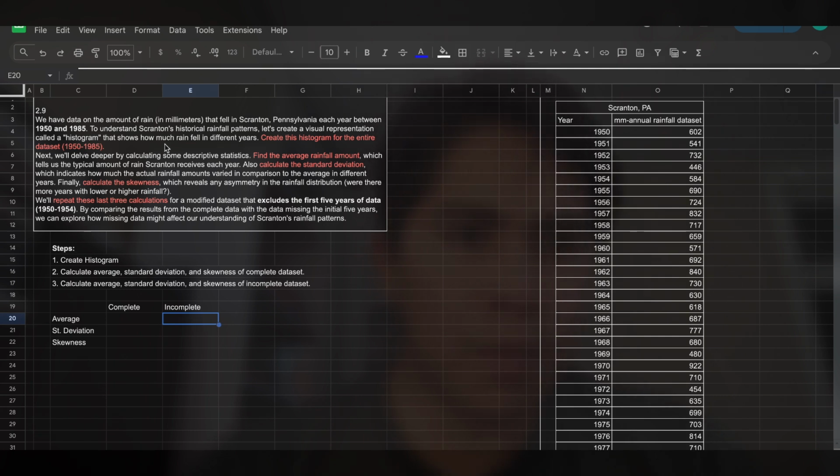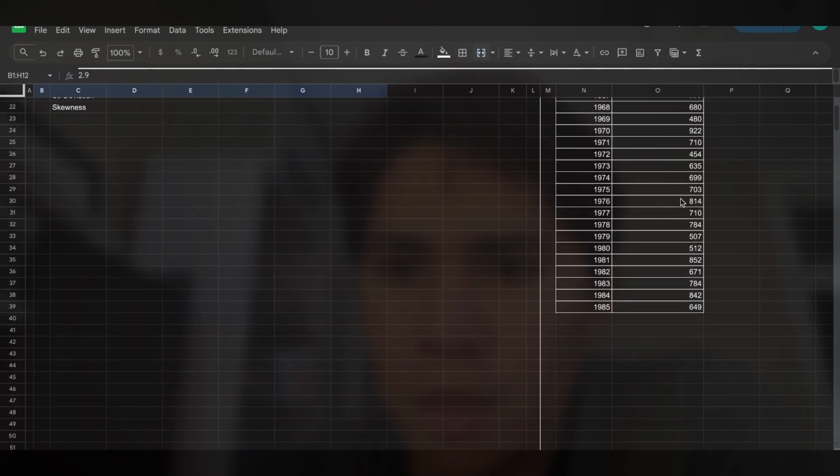But we're being asked a lot of questions. Well, we're being asked many things in this problem. So let's start by reading the problem statement. 2.9. We have data on the amount of rain in millimeters that fell in Scranton, Pennsylvania, each year between 1950 and 1985. The data I have it here.